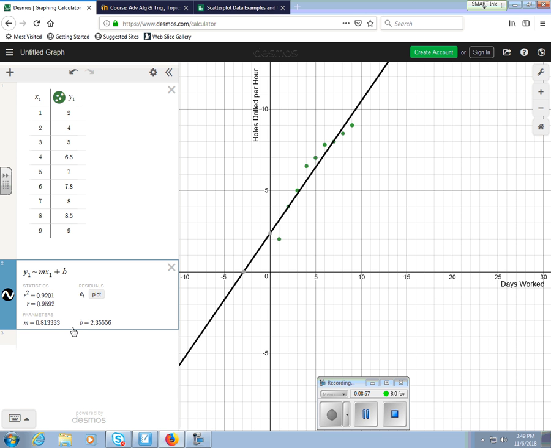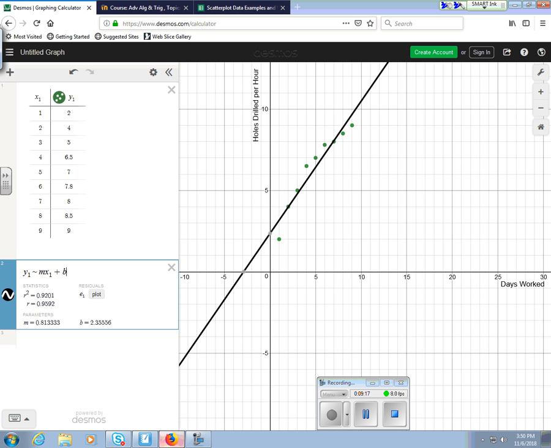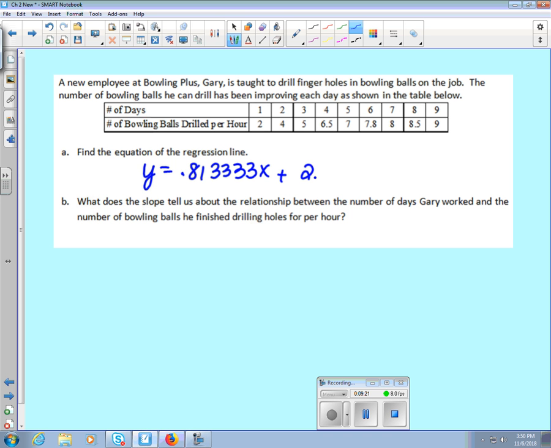And so now that I have the equation, we can write the regression equation and think about what it means. So we're going to have y equals 0.813333x plus, and then I go back to what we had before, 2.3556 or approximately that. And so therefore that's my regression line.